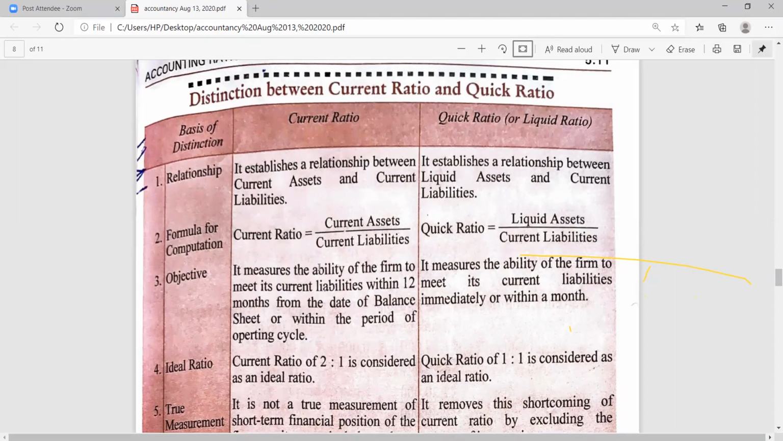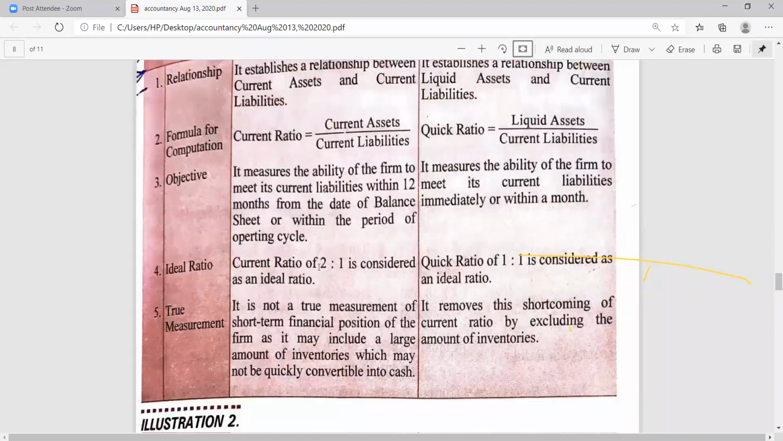The objective of measuring the current ratio is to check the ability of the firm to meet its current liabilities within 12 months from the date of the balance sheet or within the period of the operating cycle. On the other hand, the quick ratio measures the ability of the firm to meet its current liabilities immediately or within a month. The ideal current ratio is considered 2:1, while the ideal quick ratio is considered 1:1.